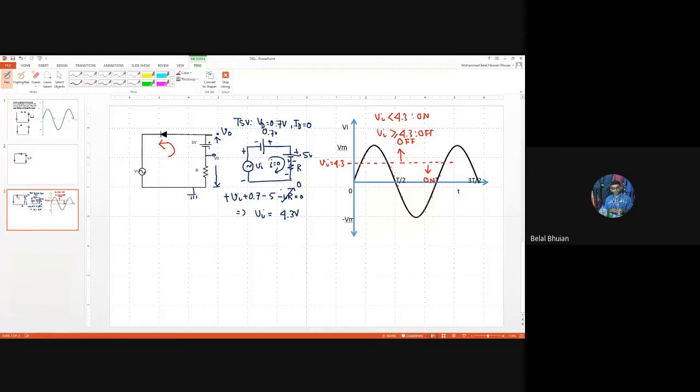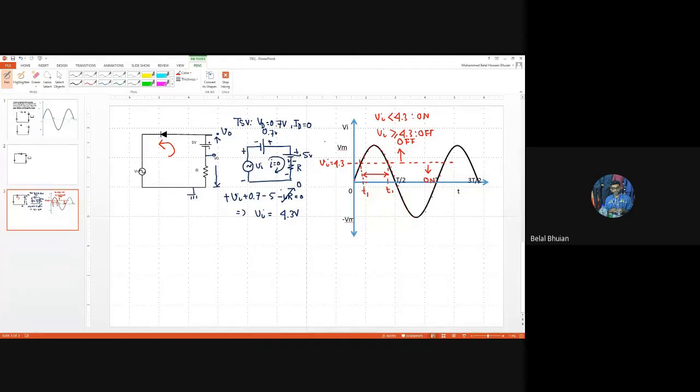And any value of Vi greater than or equal to 4.3, which is valid from T1 to T2, in this range, T1 to T2, you see all the value of Vi, where do they lie? Above or below the dotted line? So below the dotted line. No, above.